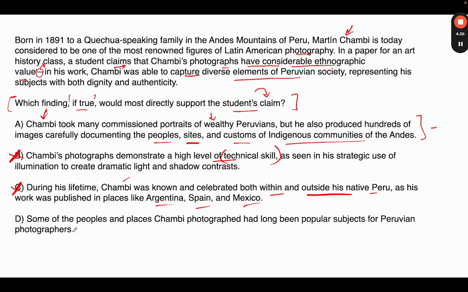Let's look at D now. Some of the peoples and places Chambi photographed had long been popular subjects for Peruvian photographers. So people or places Chambi was taking pictures of were already popular subjects of Peruvian photographers. But is that the student's concern? Is the student talking about whether the photographs of people and places were already being taken by other Peruvian photographers? Not really, right? All that the student claims about is the types of photographs taken, not whether those particular things, places, or people were already being photographed or not. We don't really care if they were. Correct? So D is definitely out. It's again doing nothing for the claim, and clearly A is the correct option here.